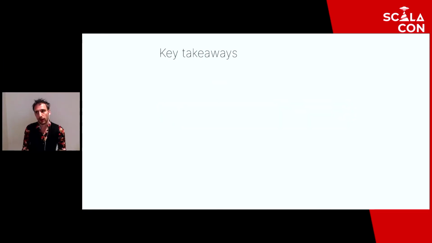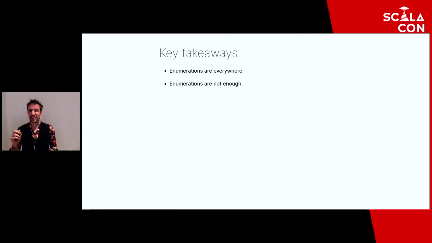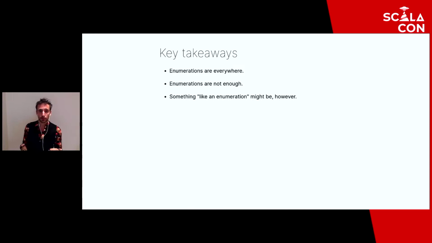What have we learned so far? We've learned that enumerations are absolutely everywhere. They are the very first tool we reached for when we faced a problem here, and they mostly solved our problem. But they're not quite enough. We did have to tweak order a little bit in something that is not an enumeration anymore. But something very much like an enumeration might, however, be enough for what we want to do.